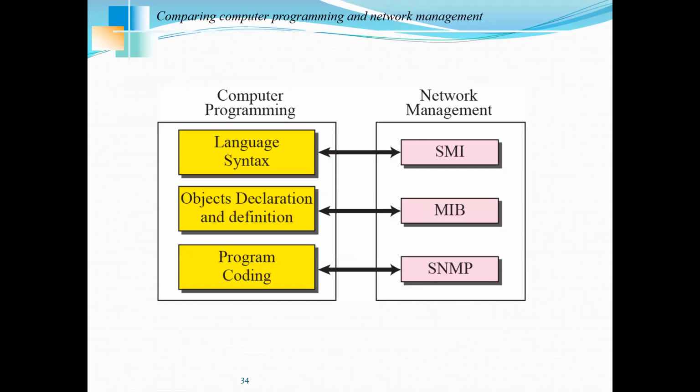If you want an analogy between this and regular computer programming, you can see that the SMI is the language syntax, right? The MIB is like the object declarations and definitions, like defining the classes or defining the variables. And then SNMP would be like using the syntax and the declarations to write your code. Okay, so that's a really good analogy of how all of this works.